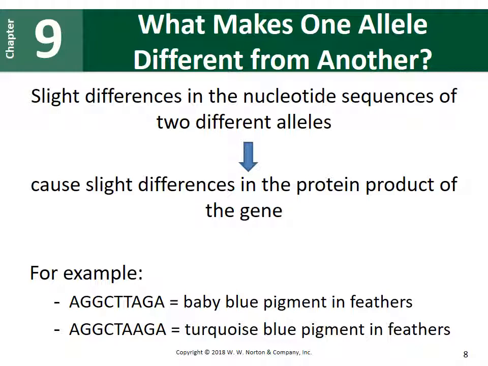So for example, if we have the genetic sequence down here of A, G, G, C, T, T, A, G, A, this gene, or this sequence of nucleotides within the DNA, is going to code for a baby blue pigment in some feathers. If there's a slight difference in that nucleotide sequence, so for example, we have A, G, G, C, T, and then we have A.